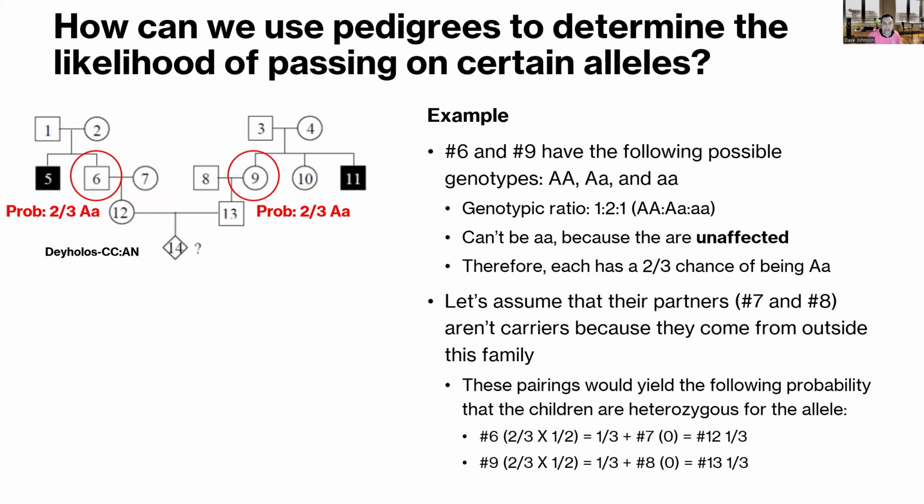carrying the disease allele. Okay? The same math applies for the mating between 8 and 9, the pairing of 8 and 9, to produce number 13. Number 13 also has a 1 in 3 chance of being a carrier. That's it, a 1 in 3 chance. So hopefully you followed along with that math. But again, we're just using the product rule.